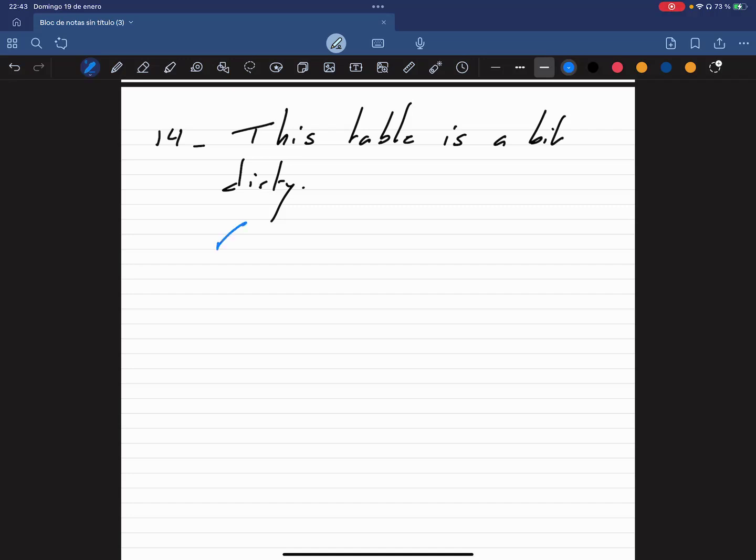Let's begin. Esta mesa, this table. Mesa is feminine, it's close, it's single. Esta mesa. What's the verb that we use to talk about state? Because the table is not always dirty. It's dirty because something happened. We use the verb estar, yes. So, esta mesa está a bit. We say un poco. And dirty, sucia. Esta mesa está un poco sucia.